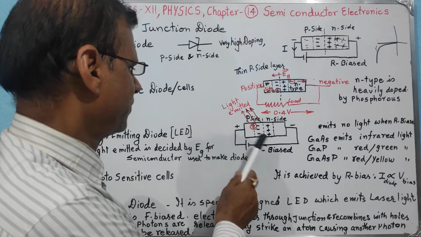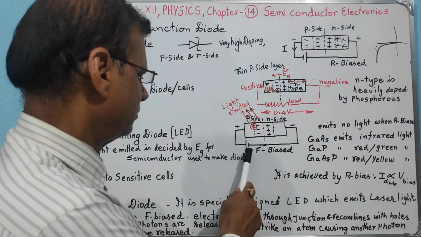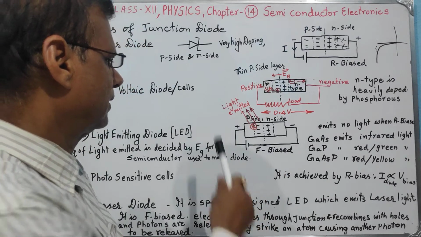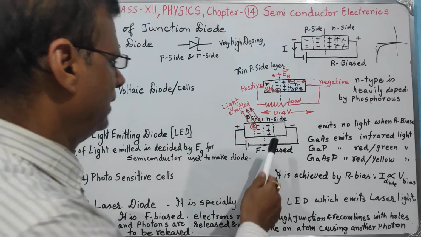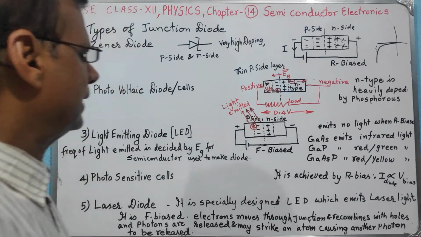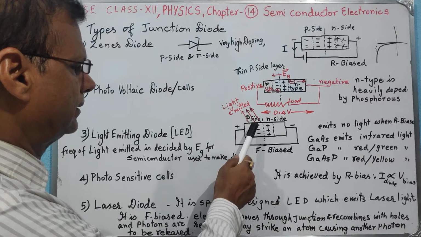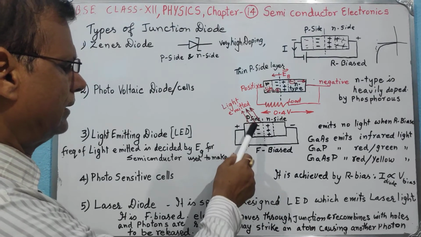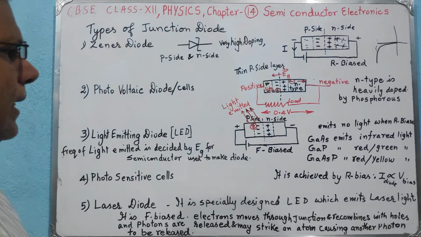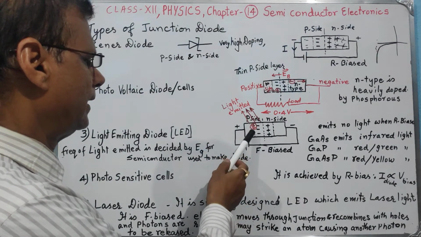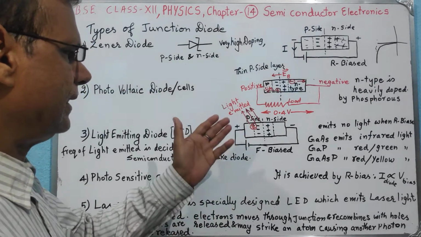Here you see, when we connect the diode with a cell, then electrons flow through the junction, and these electrons recombine with the holes, and as they recombine they go to a lower energy state, and therefore some equivalent amount of energy is released in the form of photons, and so light is released.